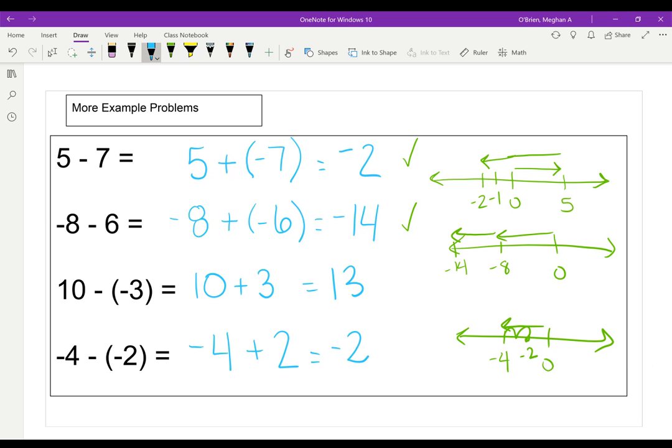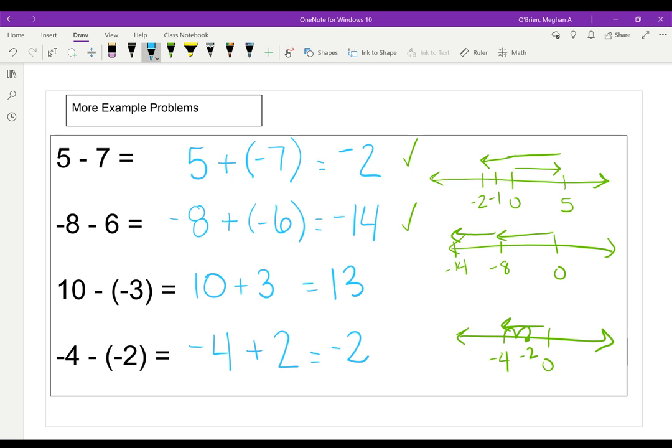negative 2. Let me check it with the rules from last week. This is negative, this is positive. I have more negatives than I do positives, so I know my answer will be negative. And then I basically just find the difference of them.